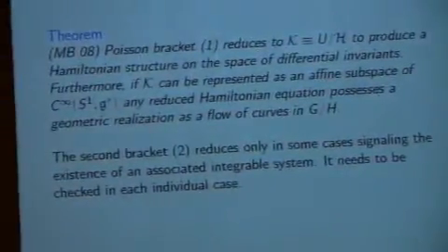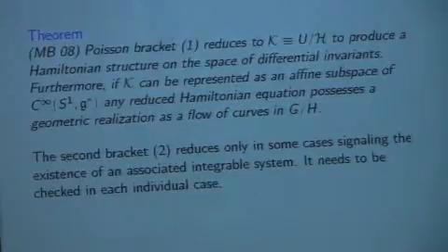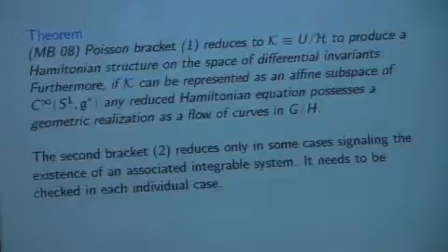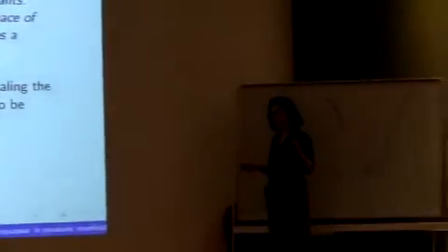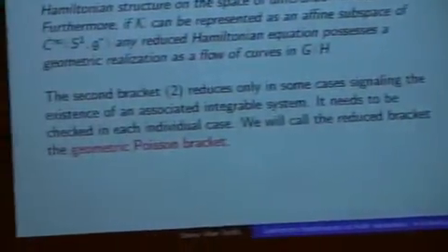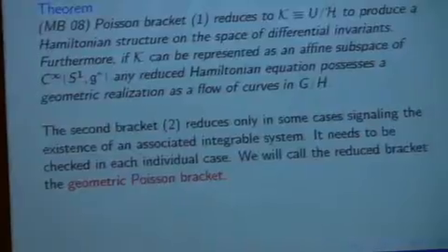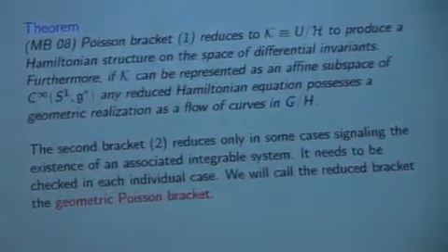And the second bracket doesn't always reduce. It reduces sometimes, so you have to check. Every time you check, does it reduce or not? But if it does reduce, then I have a bi-Hamiltonian pair, because the original ones are. All right. So I'm going to call the reduction of the first the geometric Poisson bracket, just to know which one it is. So let's go back to the spinor case. Now, this reduction business works for any homogeneous space.